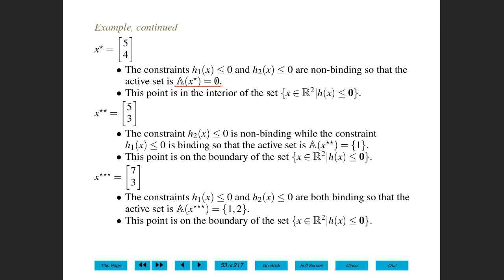Anyways, if the active set is a null set, we can say the point is interior. But for the other cases, like the second and the third, the active set is non-null. Here only one constraint is active, and here two constraints are active. So for both of these options, we can say for sure that the point is on the boundary. But here the point is on an edge, and here the point is on a vertex, right?